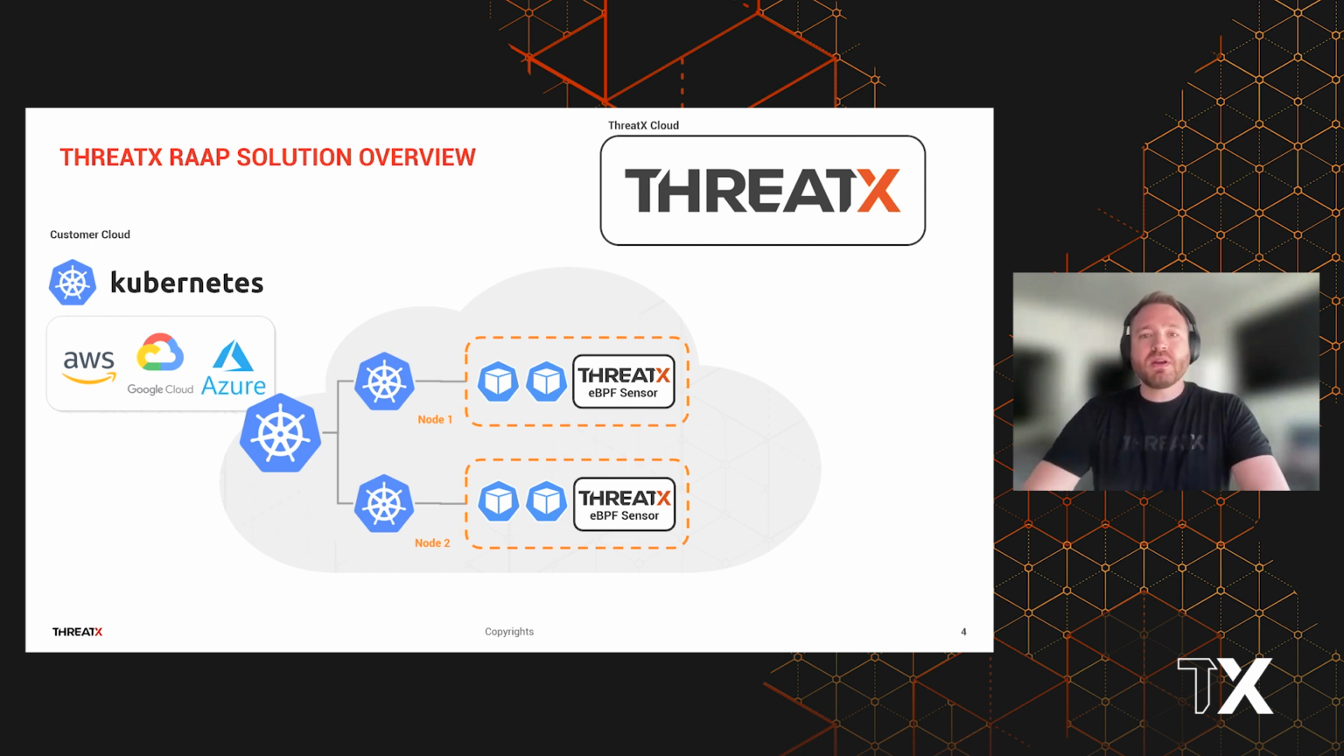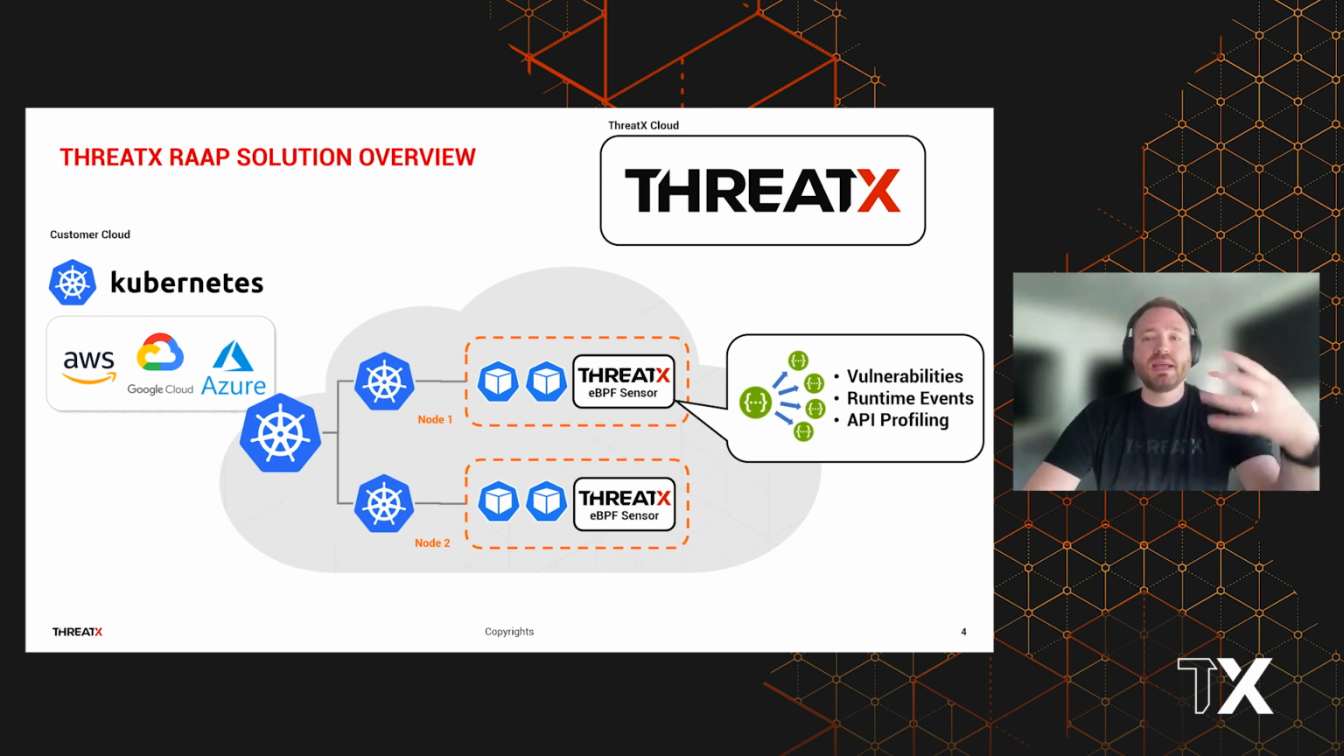So if we think about our solution, high level, it's geared towards customers that run Kubernetes in the cloud. So any public cloud platform that's out there, the big three, GCP, AWS, Azure, as long as it's running native Kubernetes, our sensor is designed to support it. And when our sensor is deployed, you'll be able to see events and traffic within workloads in real time. And when our sensors deploy, immediately they start generating events that go up to the ThreatX cloud that enables us to see vulnerabilities in real time, runtime events.